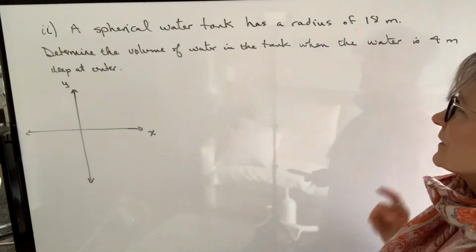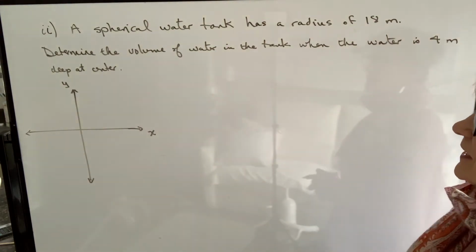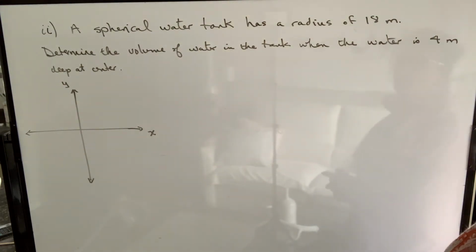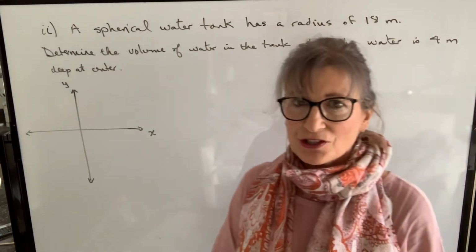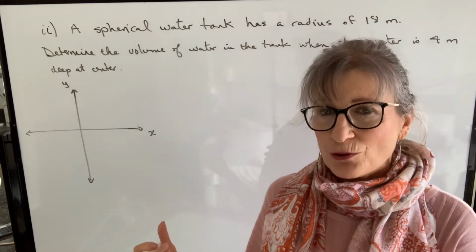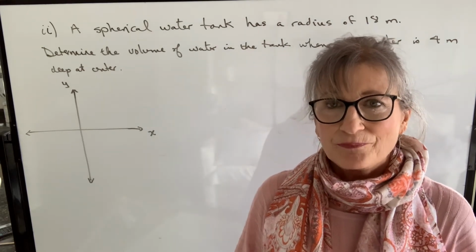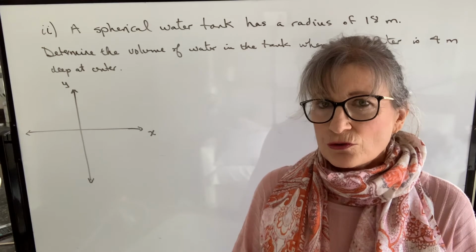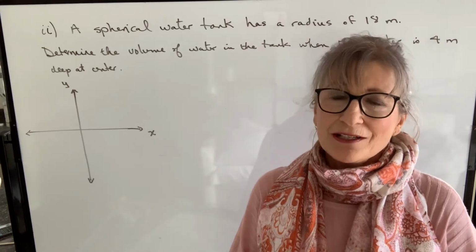A spherical water tank has a radius of 18 meters. Determine the volume of water in the tank when the water is 4 meters deep at the center. So we're not given a function, and you will probably encounter a question like this when you're asked to find a volume. So in order to find the volume, we need a function.